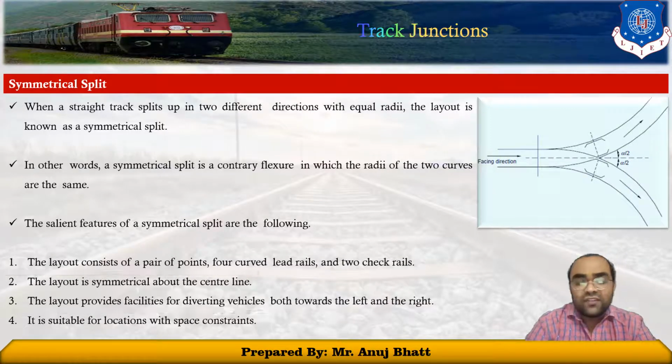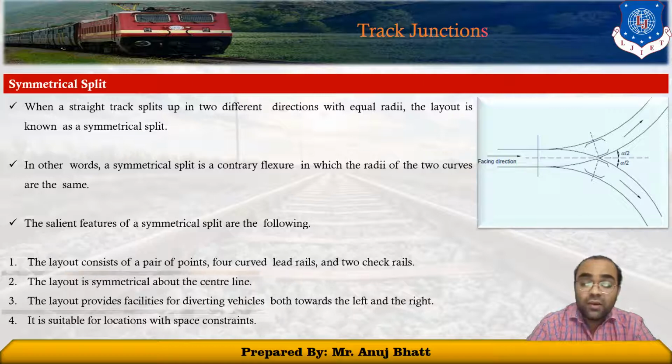Well, there are some salient features of this symmetrical split. The layout consists of a pair of points, four curved lead lines, and two check rails. Also, the layout is symmetrical about the center line. The layout provides facilities for diverting vehicles both towards the left and the right. It is suitable for locations with space constraints.